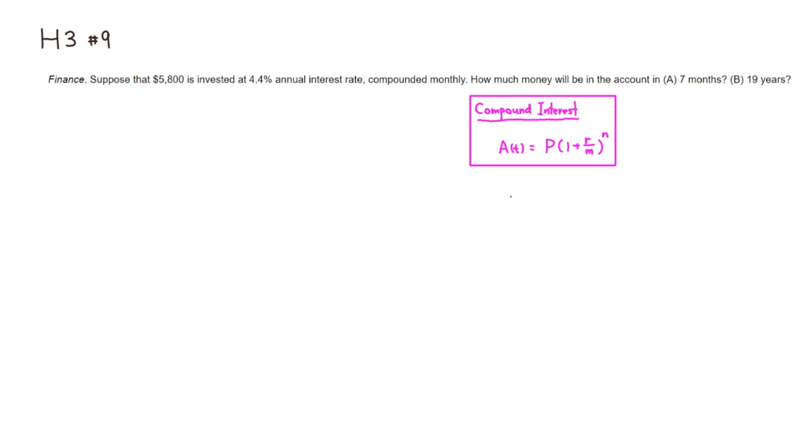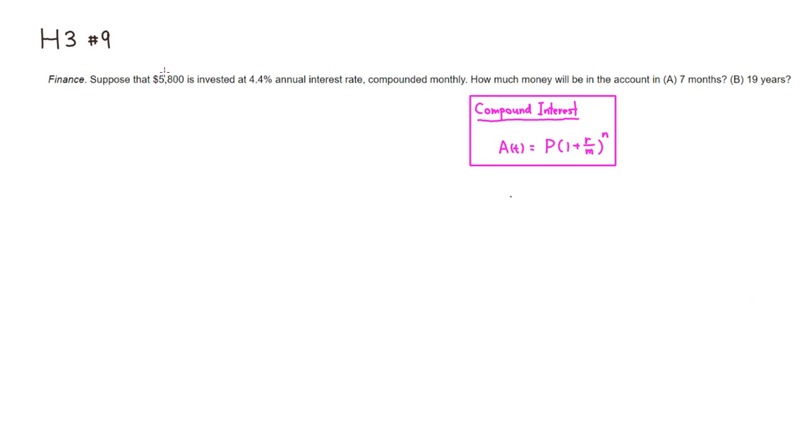All right, so we have a compound interest formula. We've seen this before, right? A of t is equal to P times the quantity 1 plus r over m, raised to the nth power, right? So let's identify each given value.